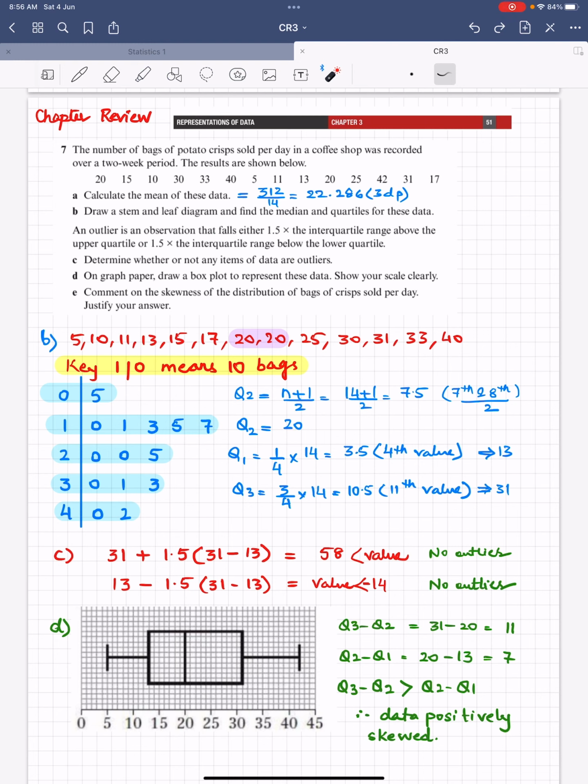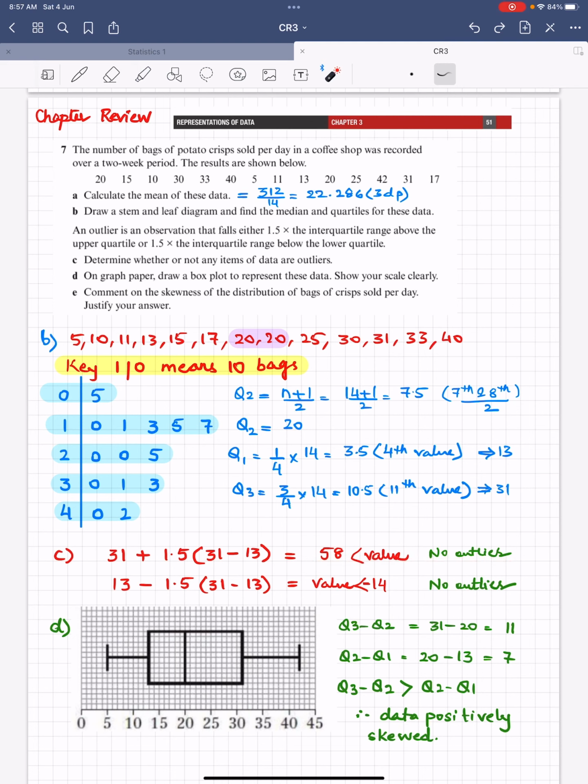Moving on to the next question, we need to find out if there is any outlier. So for the outlier, the formula is given, which is 1.5 times the interquartile range more than the upper quartile. We fill up the values. We know this is our upper quartile, plus 1.5 times the interquartile range, which is the upper quartile minus the lower quartile. We get the value as 58. So any value greater than 58 in our data is an outlier, and we see that there is no outlier as there is no value greater than 58.